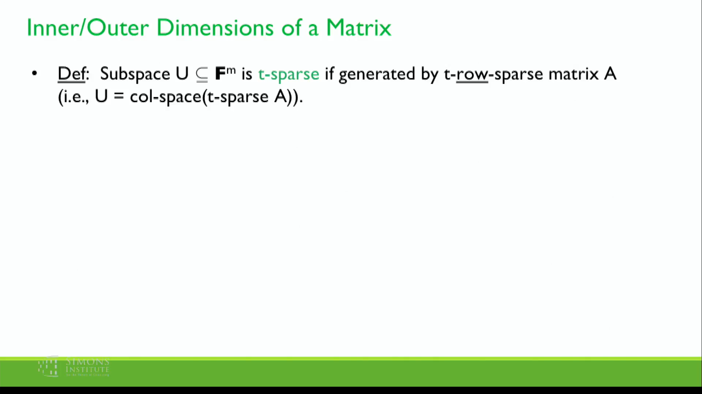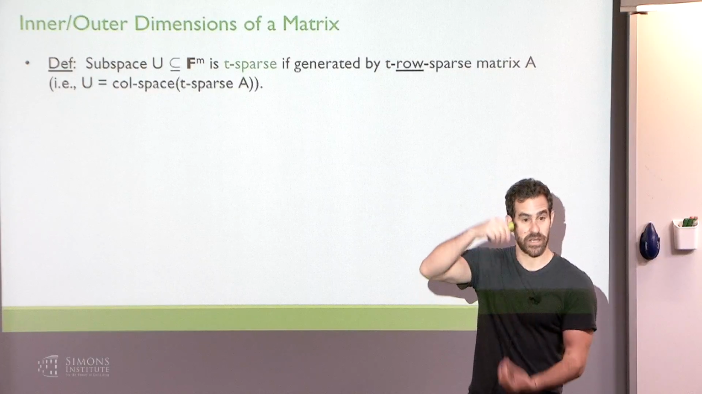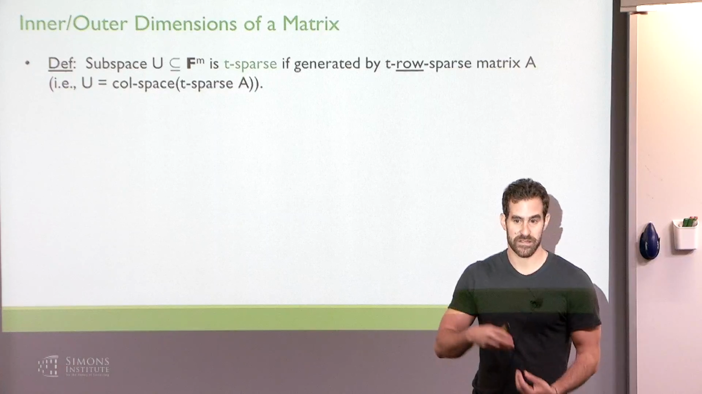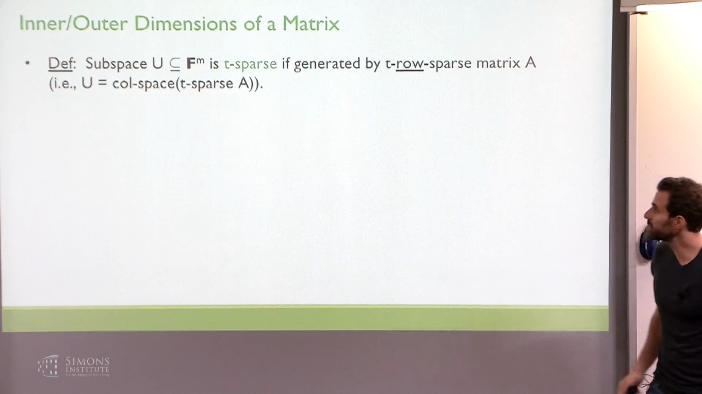Did that make sense? So let's look at M. Capital M is a little m by n matrix. We can look at its column space. So it's just an n-dimensional subspace in F to the m, because we assume the matrix is kind of full rank.